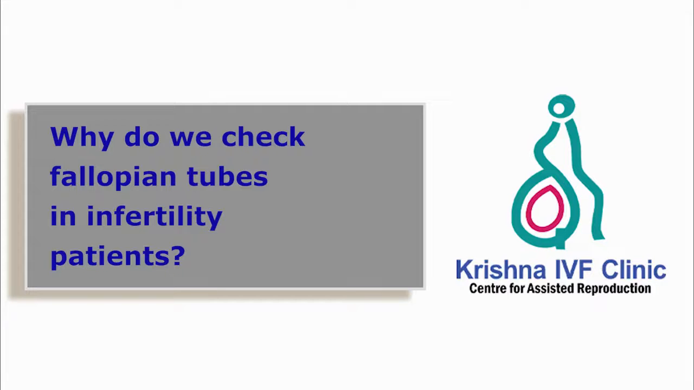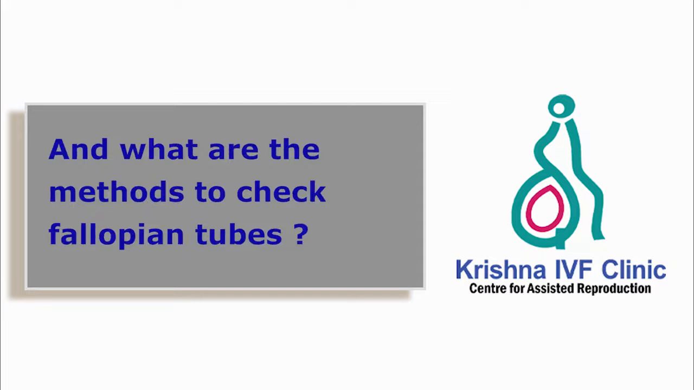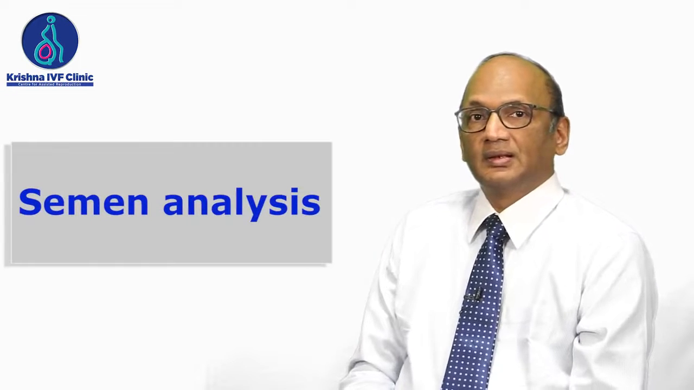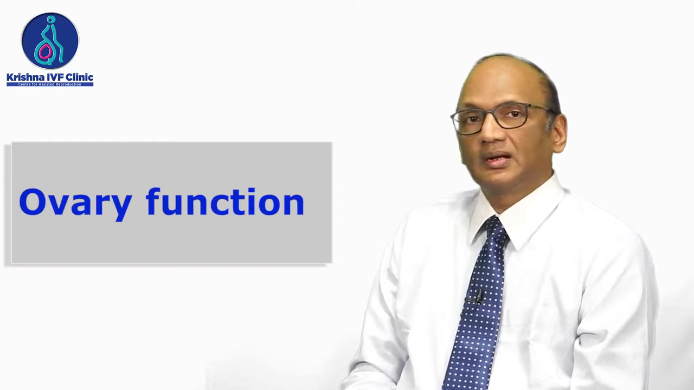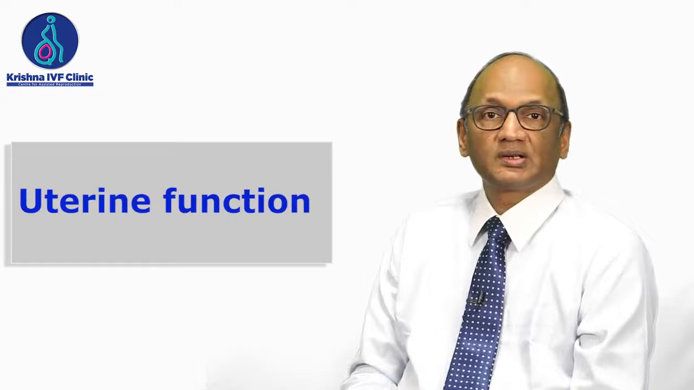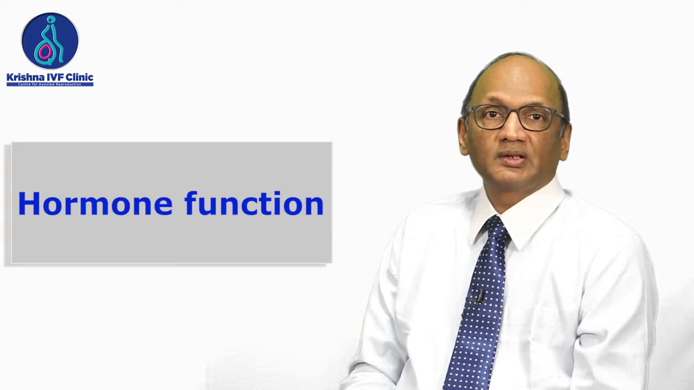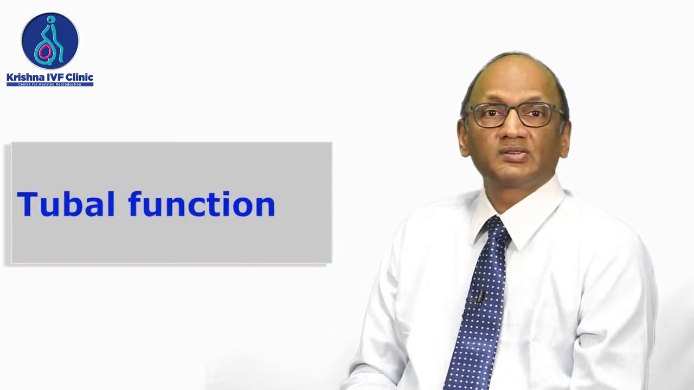Doctor, why do we check the fallopian tubes in infertility patients? And what are the methods to check the fallopian tubes? In a person who has infertility, the following factors are checked. One is the seminal analysis, the second is the ovarian function, the third is the uterine function, the fourth is the hormone function, and the fifth is the tubal function.